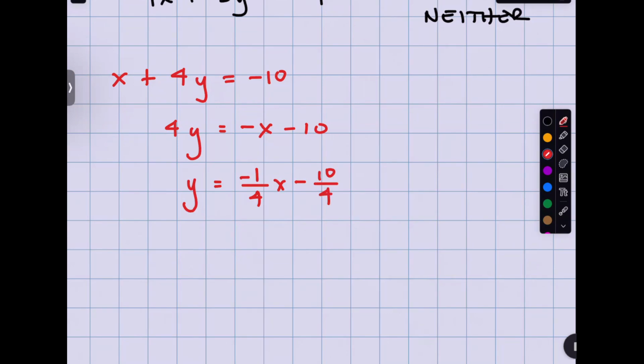Is anybody going to freak out right now because they see negative 10 over 4? You shouldn't. If you are freaking out, here's the thing. Does the y-intercept have anything to do with parallel, perpendicular, or neither? No. Is it telling you to graph this? No. If it's telling you to graph it, yes, I would freak out. Make sense? But it's not telling me to graph it.